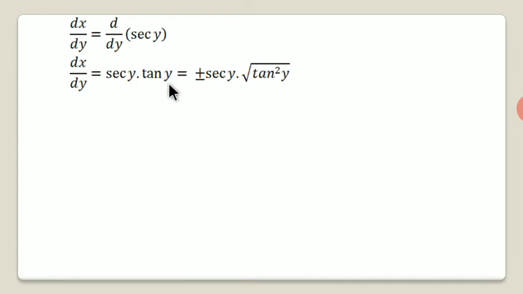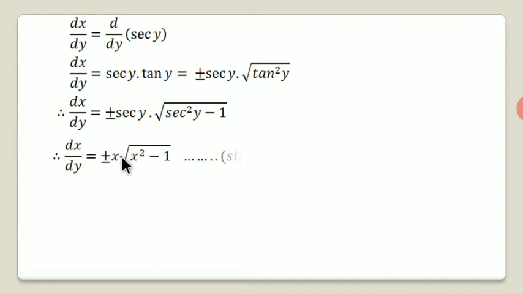Now convert this tan y in terms of sec. We get it is plus or minus sec y into square root of tan square y, and put this value of tan square y in terms of sec. So it is equal to plus or minus sec y into square root of sec square y minus 1. But we know sec y is x from our relation number 1. And so we get dx upon dy is equal to plus or minus x into square root of x square minus 1.